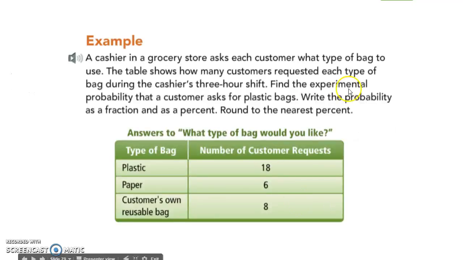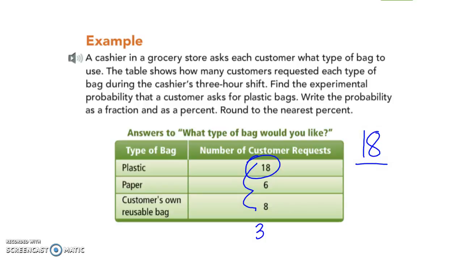So here, what would be the probability of asking for plastic bags? Well, we see from our little table that 18 people requested plastic bags. 18 out of, what is the total here? 18 plus 6 is 24. So that would be 32 total. So 18 out of 32.